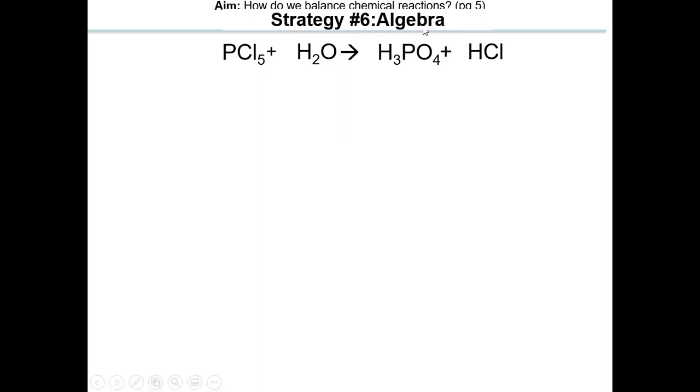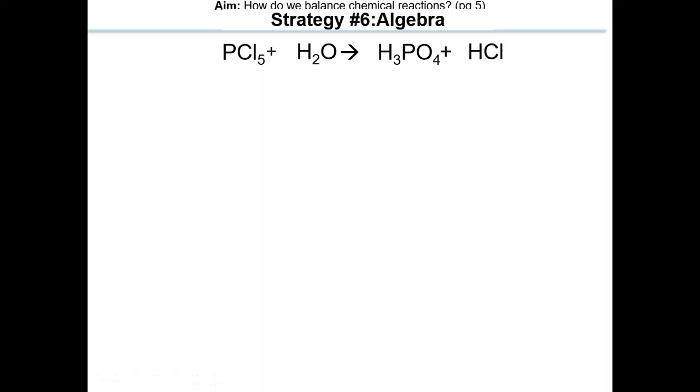The last technique is the algebra method. The algebra method is a last resort technique. When everything else does not work, you'll use the algebra method. The Regents will not have any difficult ones that might require the algebra method, but in case you ever encounter a difficult balancing equation, you can use the algebra method to figure it out.